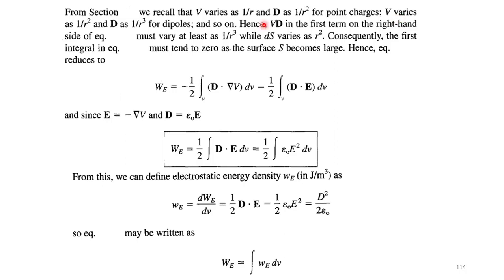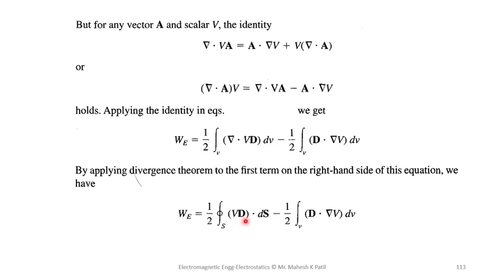So V varies as 1 by r square and E varies as 1 upon r cube as far as dipoles are considered. So in this derivation we have seen that potential varies with respect to r square and electric field intensity varies with respect to r cube as far as dipoles are considered. Clear? So here if you observe the previous equation, we are getting the product V D.